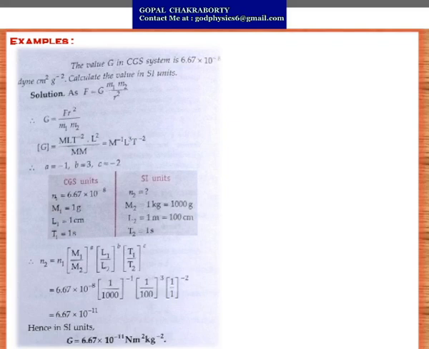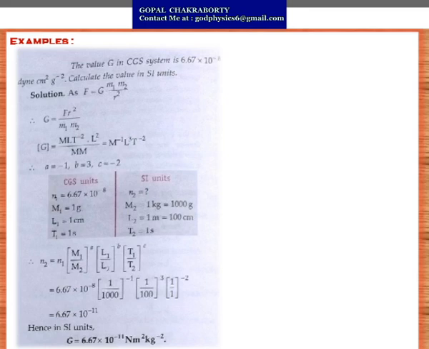As you know, capital G is the gravitational constant. The gravitational force is F equals G m1 m2 by r squared. From there you can write capital G is F r squared by m1 m2, where F is the force. If you substitute the dimension of force, that is M L T to the power minus 2, times L squared divided by M into M, ultimately you will get M to the power minus 1 L cubed T to the power minus 2. Comparing with M to the power a, L to the power b, T to the power c, you get a is minus 1, b is 3, and c is minus 2.